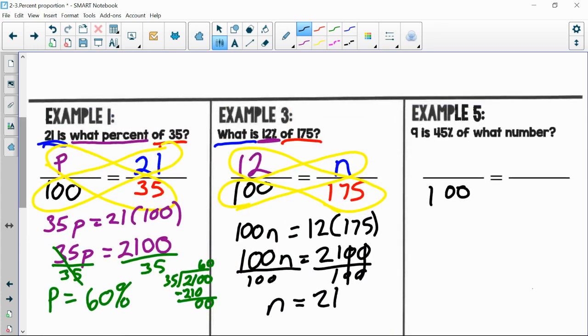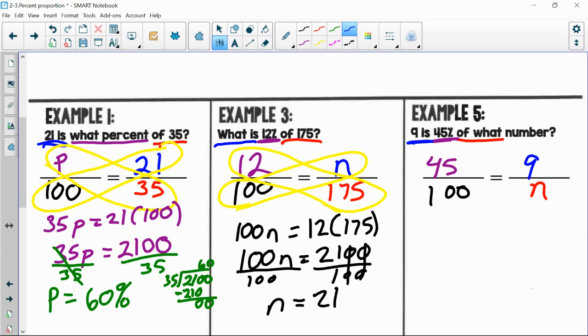All right, example 5. We are getting there, folks. 9 is 45% of what number? So in this round, we are looking for the whole, because it says of what? And then we just have to fill in the other part. What percentage did they give us? 45. And my part is the 9.